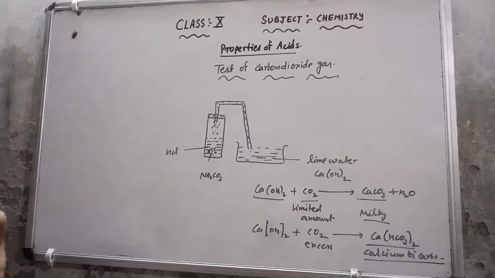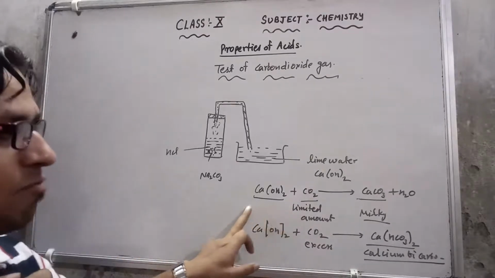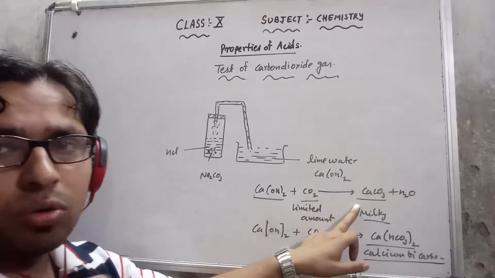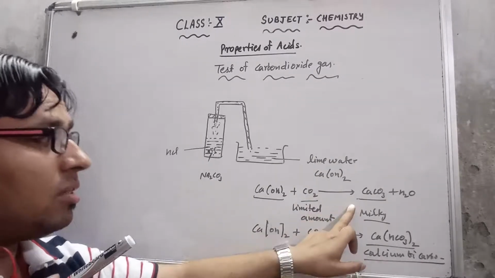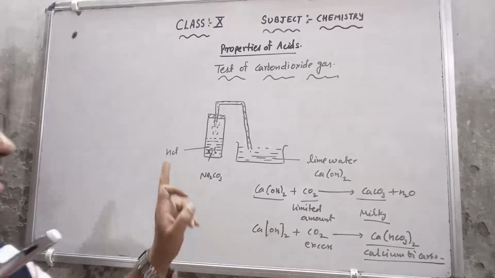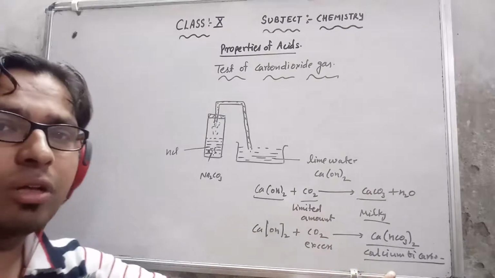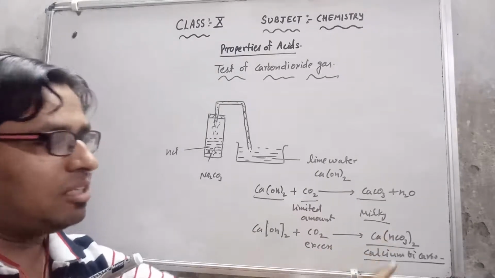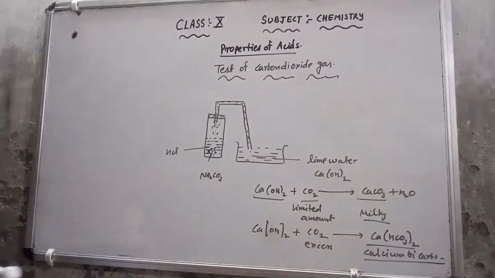That means if I pass carbon dioxide in limited amount, then the lime water turns milky due to the formation of calcium carbonate. But if the carbon dioxide is passed in excess amount, then the milky color disappears due to the formation of soluble calcium bicarbonate. So this is the test for carbon dioxide gas.